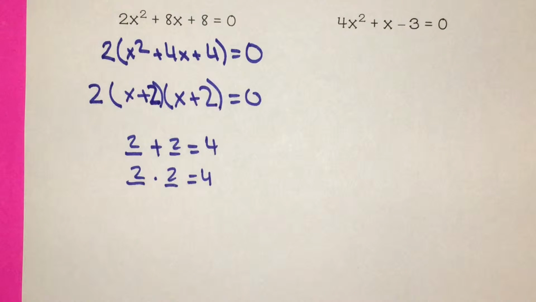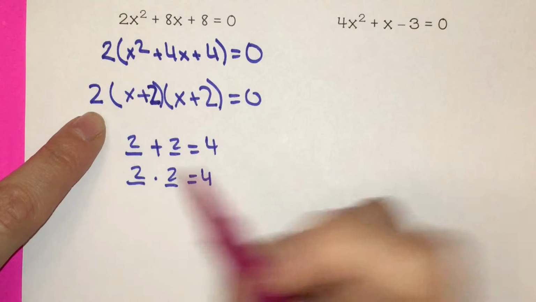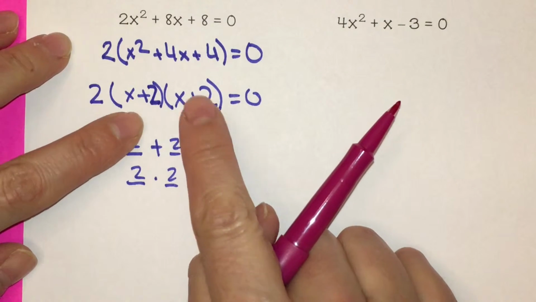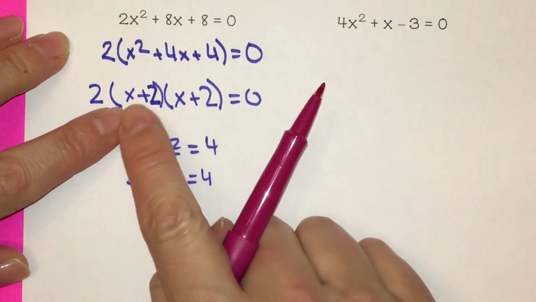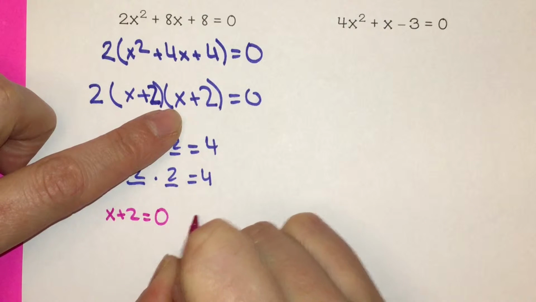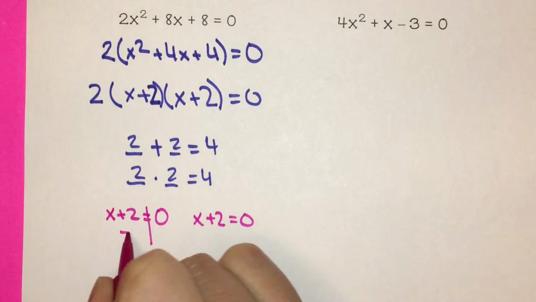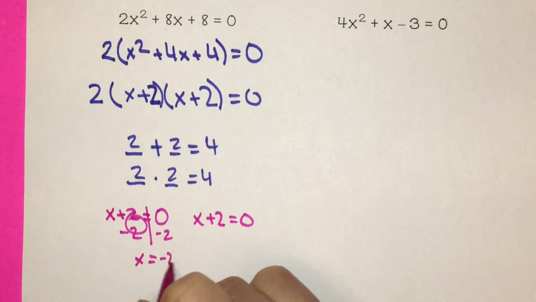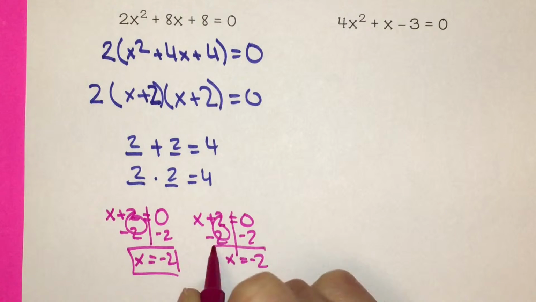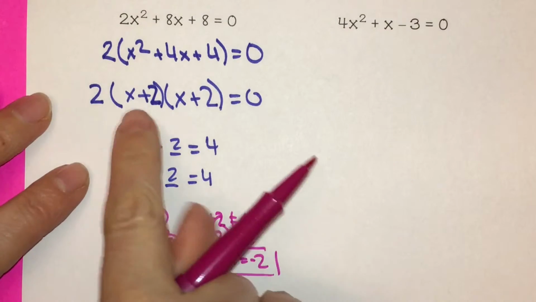I need to solve. This 2 that's multiplied on the outside, it doesn't have a variable x, so I'm just going to basically ignore it right now. I'm going to solve for x in my two parentheses. So here we have x plus 2 equals 0, and we have x plus 2 equals 0. If I subtract 2 from both sides, I get x equals negative 2, and here if I subtract 2 from both sides, I get x equals negative 2. So there's technically one answer, x equals negative 2, because these are the same thing.